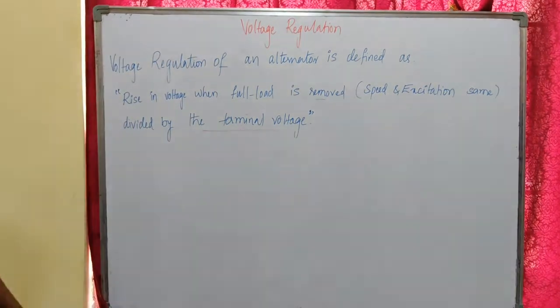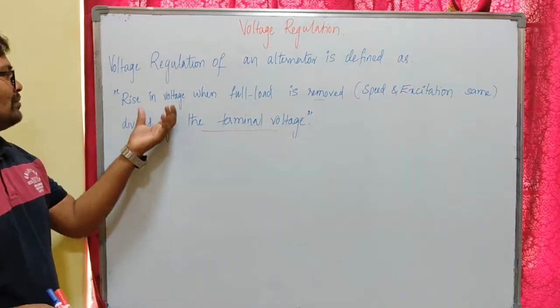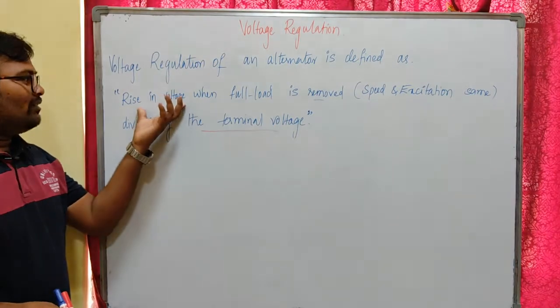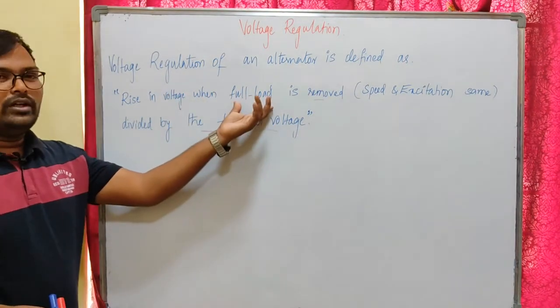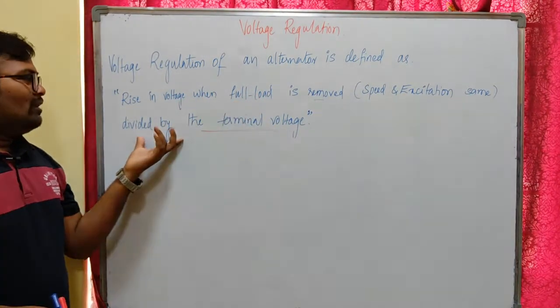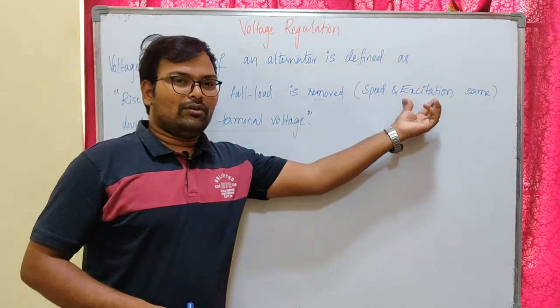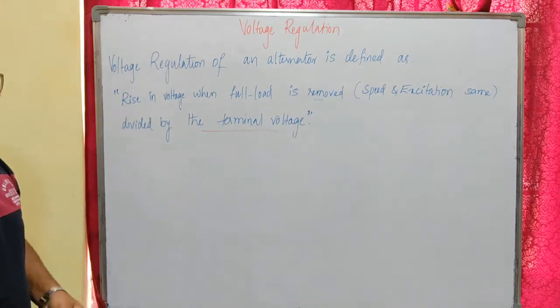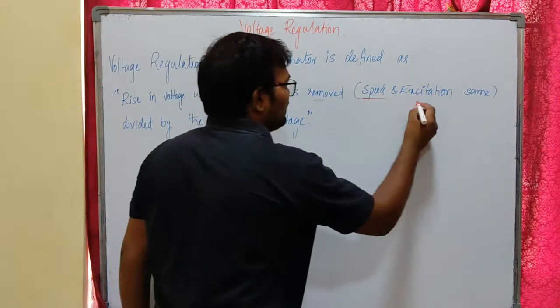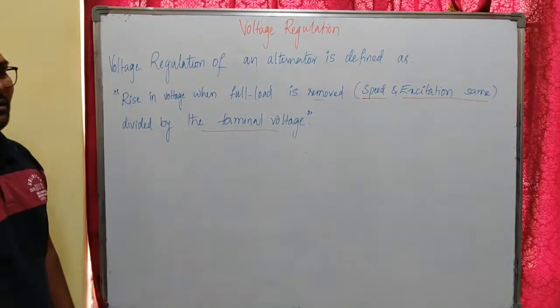The definition of voltage regulation is the rise in voltage, that means the difference in voltage, when full load is removed from our alternator, divided by terminal voltage. At this condition, the speed of the generator and the excitation to our rotor should be the same. They should be constant. Speed should be constant and excitation should be fixed, not varied.